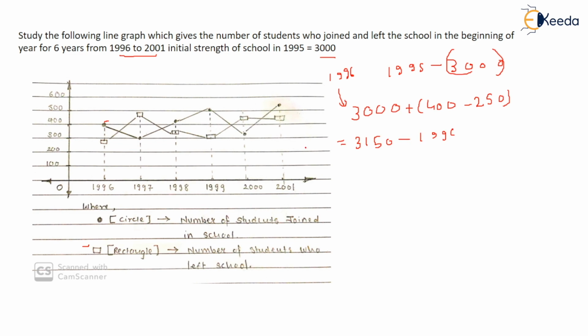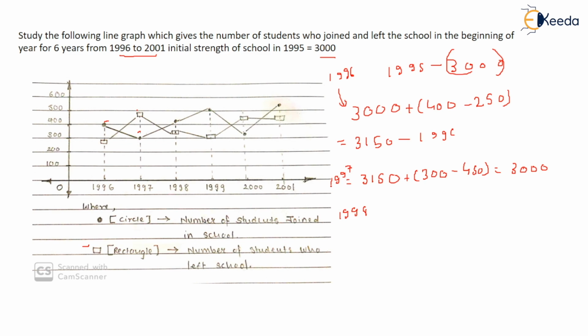Similarly, for 1997, you will go. In 1997, you can see 300 people joined the school and 450 left. So out of this was the initial population. So in 1997, the 1996 population is added, and apart from that, 300 joined, and how many left? 450 left. This again comes out to be 3000. This is in 1997.